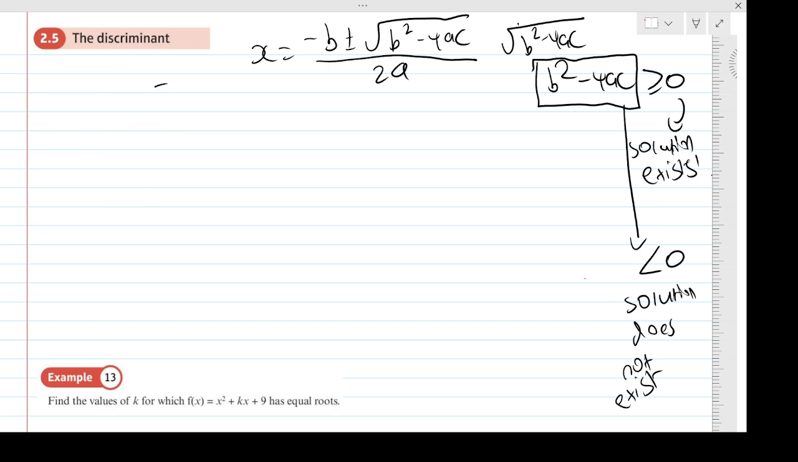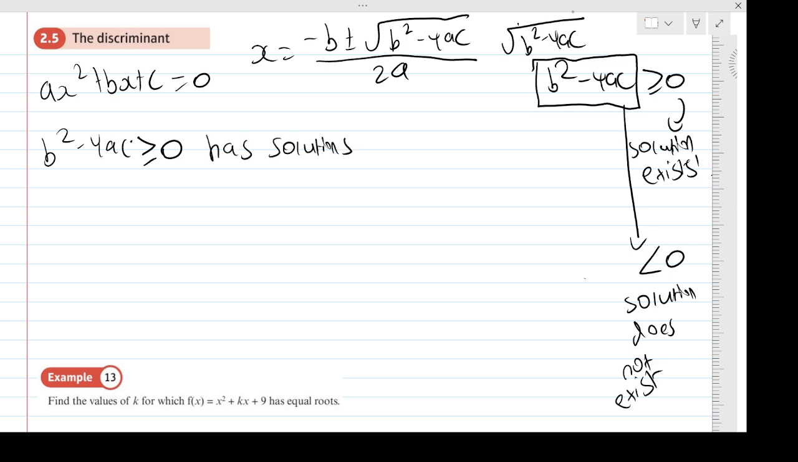So remember, b squared minus 4ac comes from ax squared plus bx plus c, and we're solving equal to 0. We discussed that if b squared minus 4ac is greater than or equal to 0, it has solutions, because then the square root would be defined. But if b squared minus 4ac is less than 0, it has no solutions. Hopefully that makes sense so far.